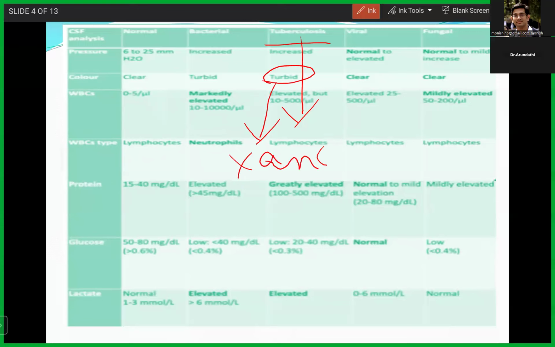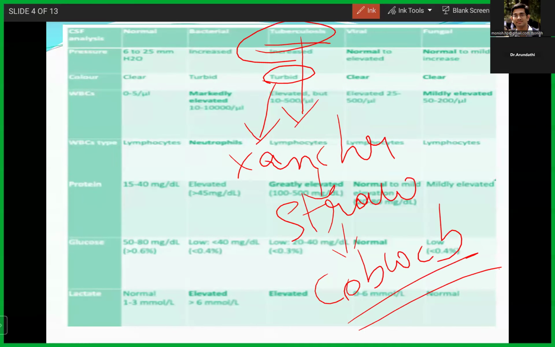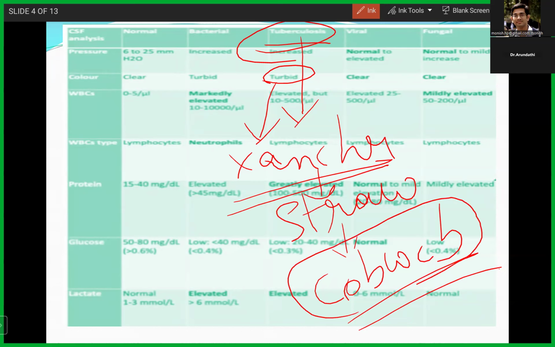What do we mean by xanthochromic? It is straw colored. So just how your urine looks. So the same yellow color like urine it looks, and they form what is known as cobweb because of increased fibrin content. So the main thing in tubercular meningitis is CSF will be xanthochromic, means it is like your urine, the straw colored CSF, and sometimes there will be formation of cobwebs because of high fibrin content in this particular CSF sample.